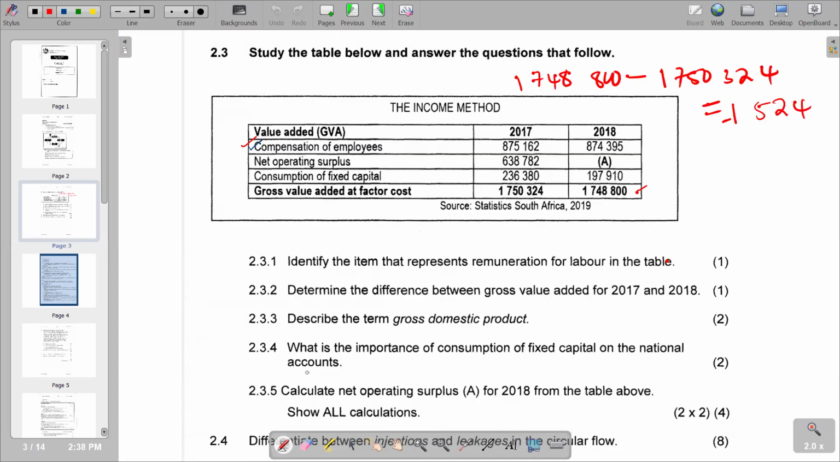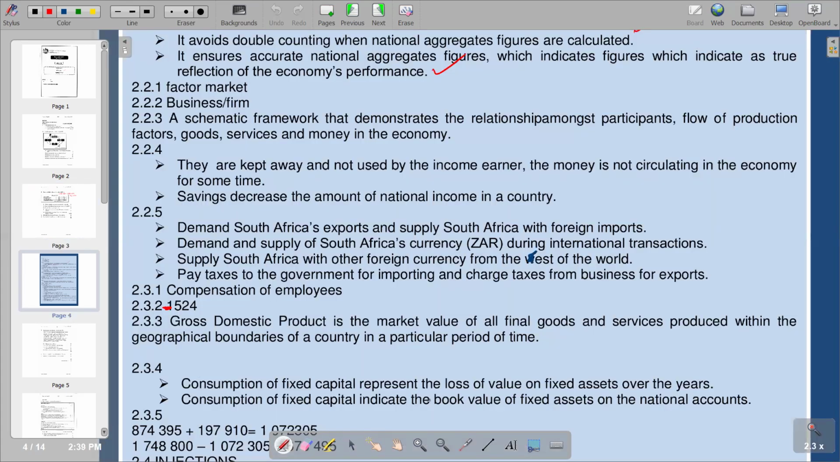So this is the importance of accounts. So we also try to see the importance. If we try to come up with the importance there, we can say consumption of fixed capital, and then second, the book value of fixed assets that are fixed capital. So moving on to the next question that we have.